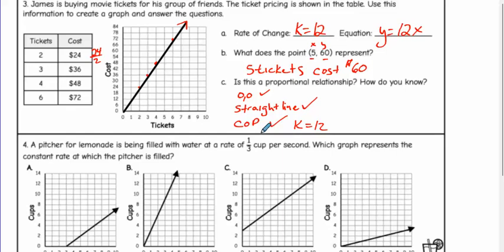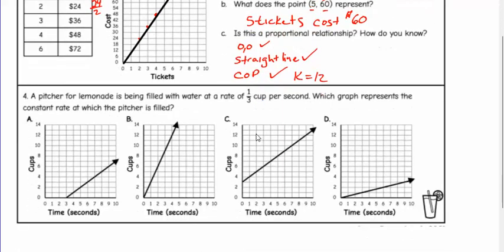Okay? All right, so let's look at the next one. A pitcher for lemonade is being filled with water at a rate of 1/3 cup per second. Which graph represents a constant rate of change at which the pitcher is filled? All right, I want you to pause the video and see if you can figure that out.